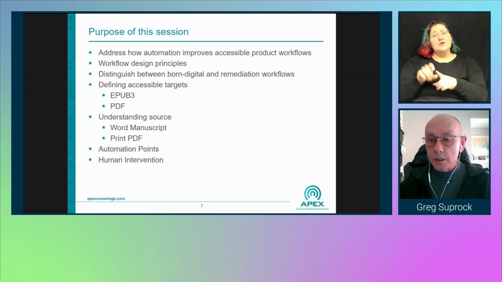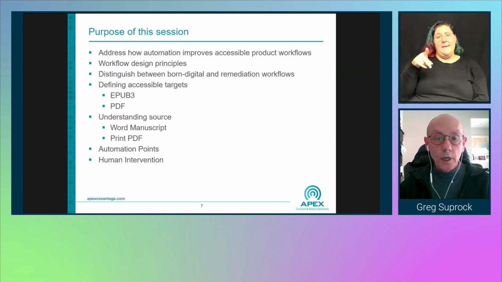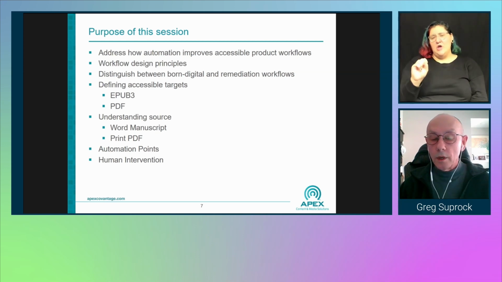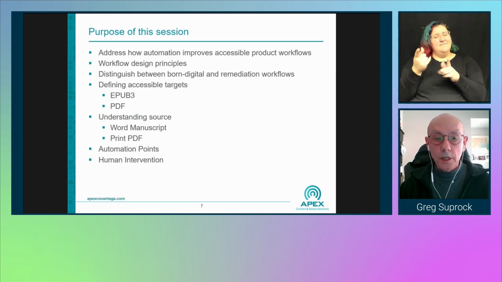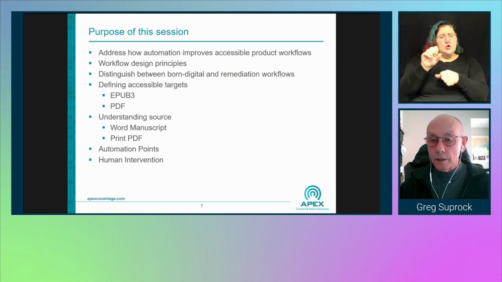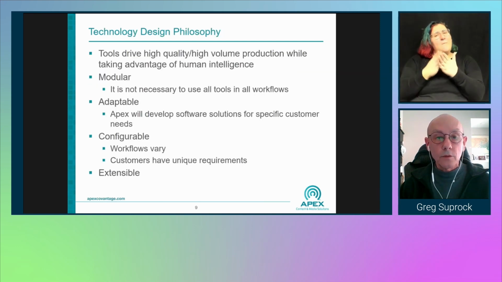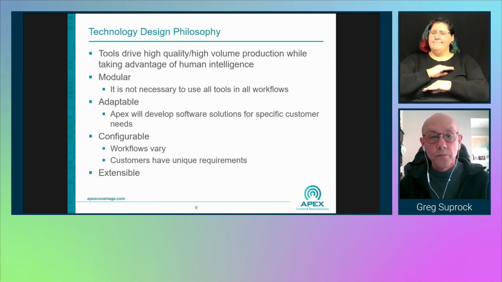I will touch slightly on Microsoft Office products and the need to understand the source that you're working with. I'll illustrate where there are going to be some automation points and provide you with some examples where those can be integrated into the workflow for success. And then talk about human intervention. That's still a necessary component to ensure that the high quality levels desired are achieved with the products that we produce.